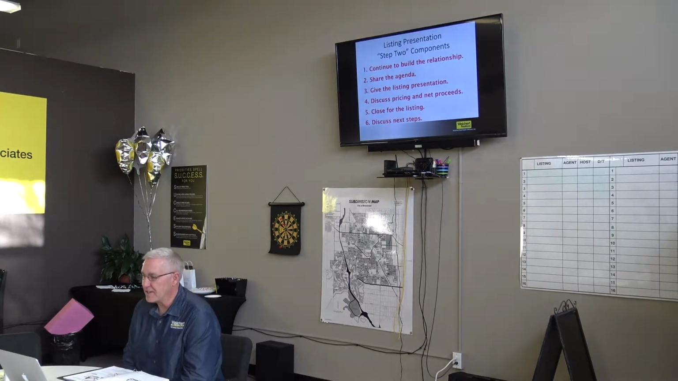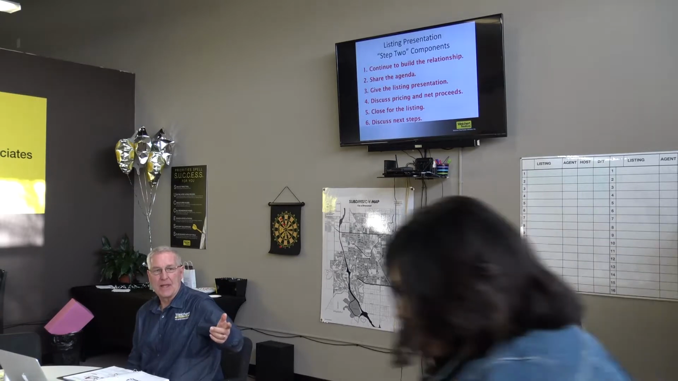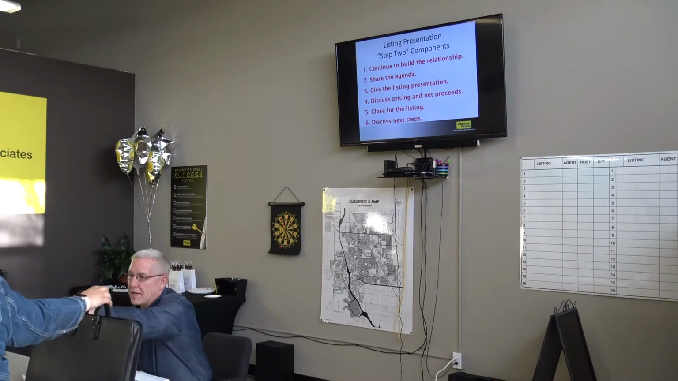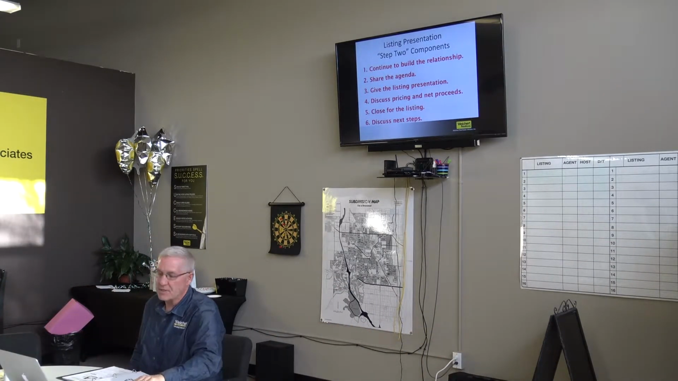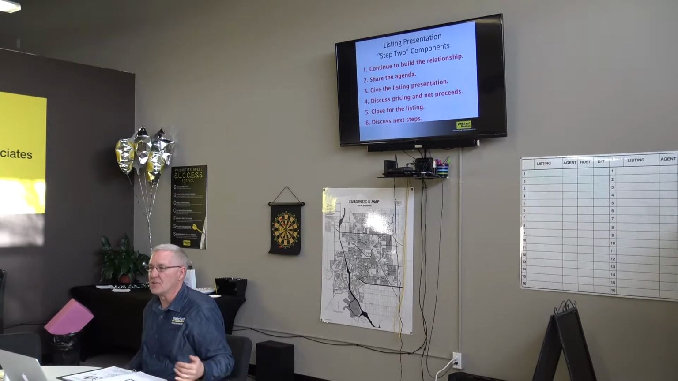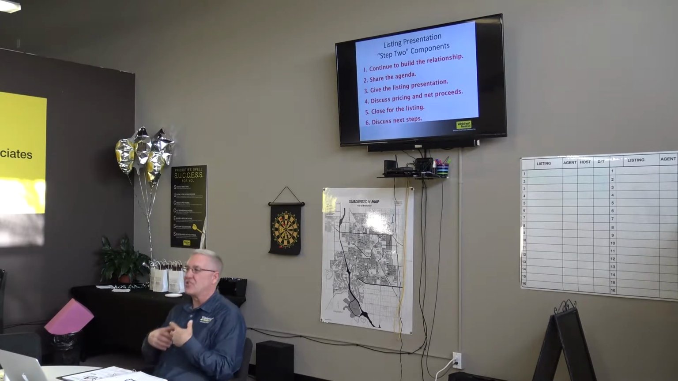So there's the listing presentation, step 2 of the component. There's 5-6 things there. The first is continue to build a relationship. You started to build a relationship when you first got there, and you're continuing to build it. You're sharing the agenda. You're saying, okay, here's what we're going to do, because they're going to want to jump the gun on you.